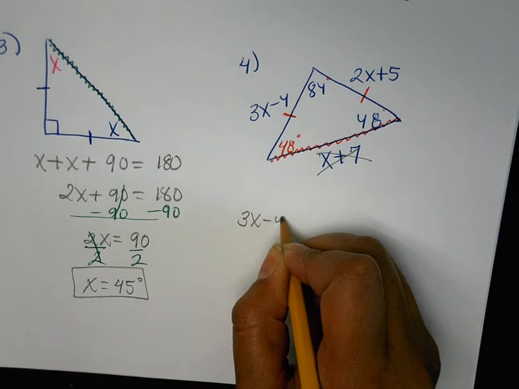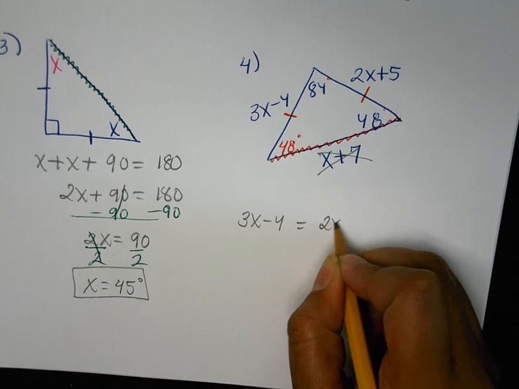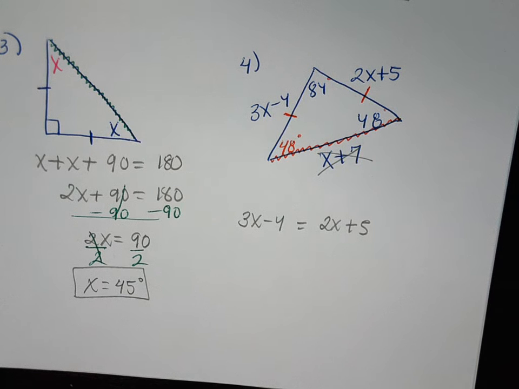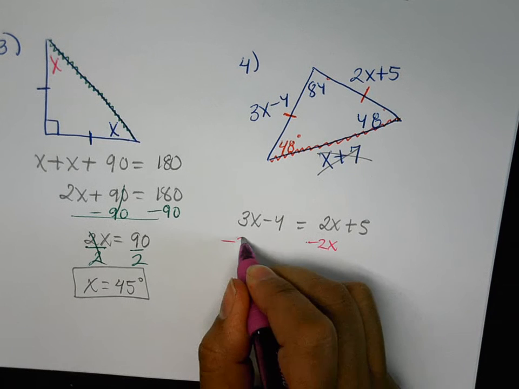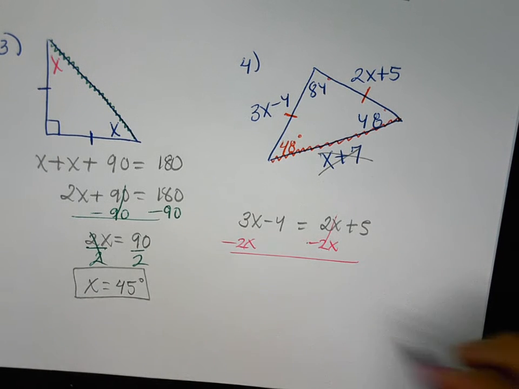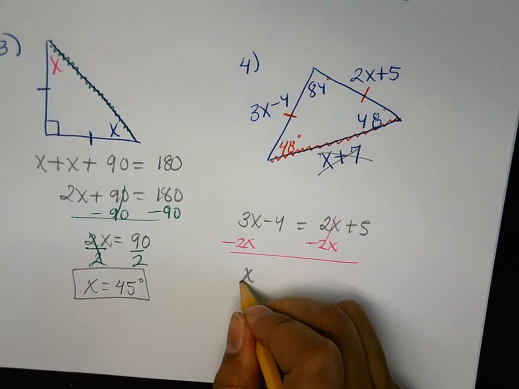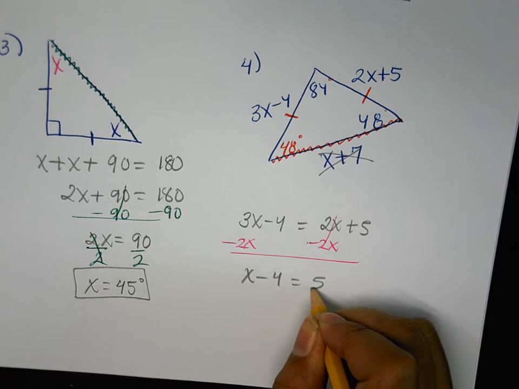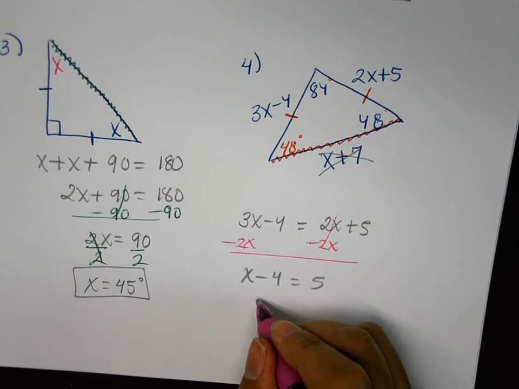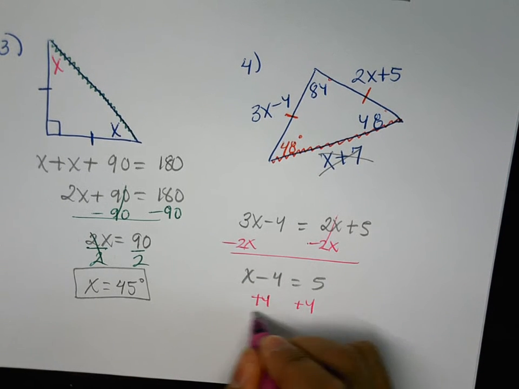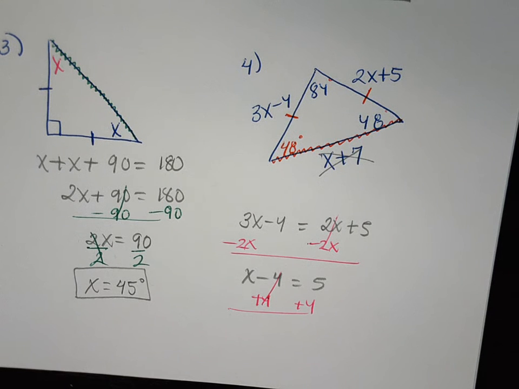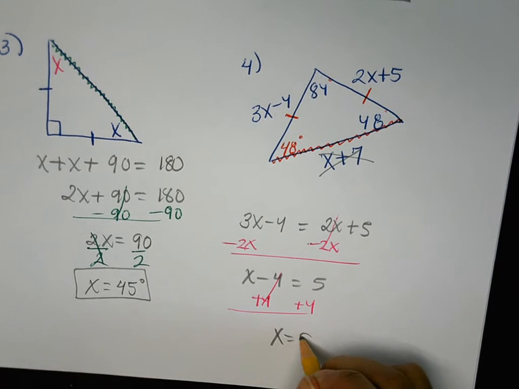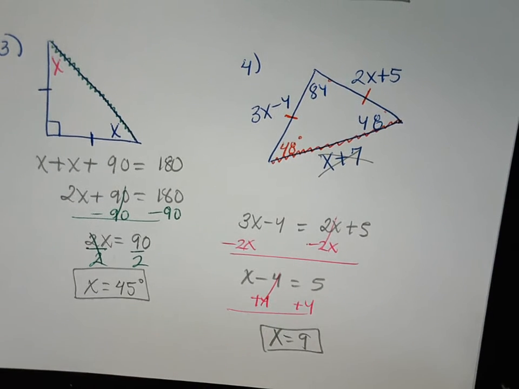All right, so what does your equation look like? 3x minus 4 equals 2x plus 5. We subtract the 2x. And what's 3x take away 2x? x minus 4. Did I hear somebody say add the 4 to the other side? And what does x equal? Any questions?